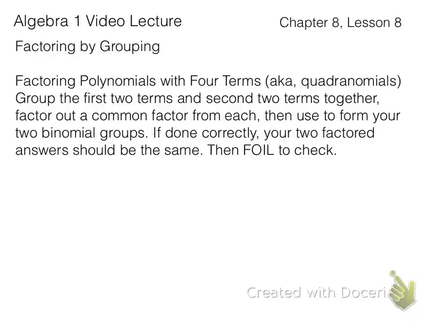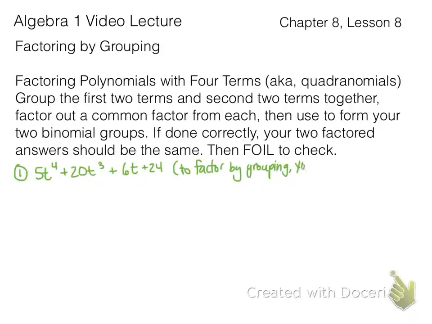Okay, so factoring polynomials with four terms, also known as quadrinomials. We're going to group the first two terms together and the second two terms together and factor out a common factor for each, then use those to form your two binomial groups, which is your factored answer. If done correctly, your two factored answers should be the same. Then FOIL to check. So here is an example. We have 5t to the fourth plus 20t to the third plus 6t plus 24. So we're going to group.